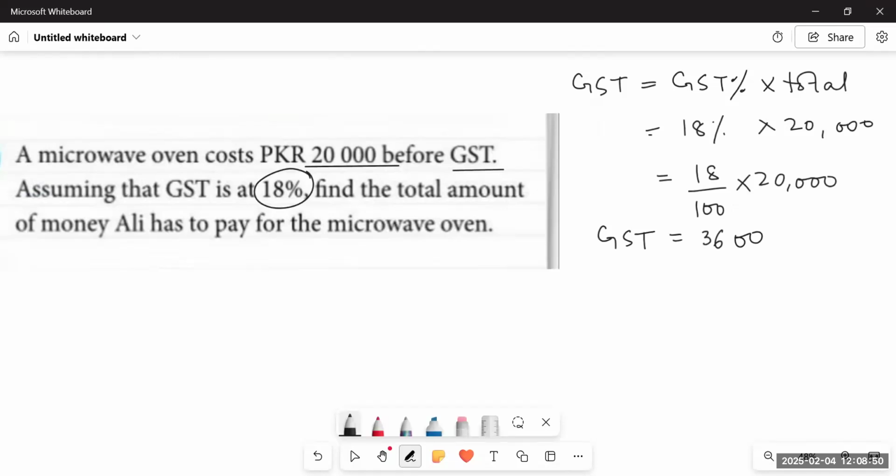So if we have to find out the total amount, it would be the amount of the oven originally, which was 20,000, and the GST that we have to pay. So it would be 23,600 PKR. Whatever unit is given, you have to keep in mind that you have to use that particular unit. So the total amount that we have to pay on this microwave oven is 23,600. Although the original cost of this microwave oven was 20,000, since there is a GST that has to be applied on this cost, we'll have to pay 3,600 additionally on 20,000 to make a total of 23,600 PKR.